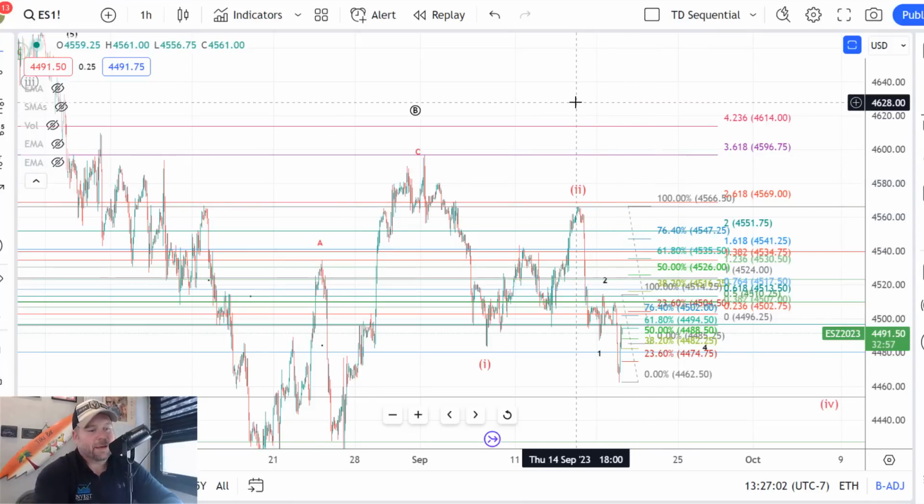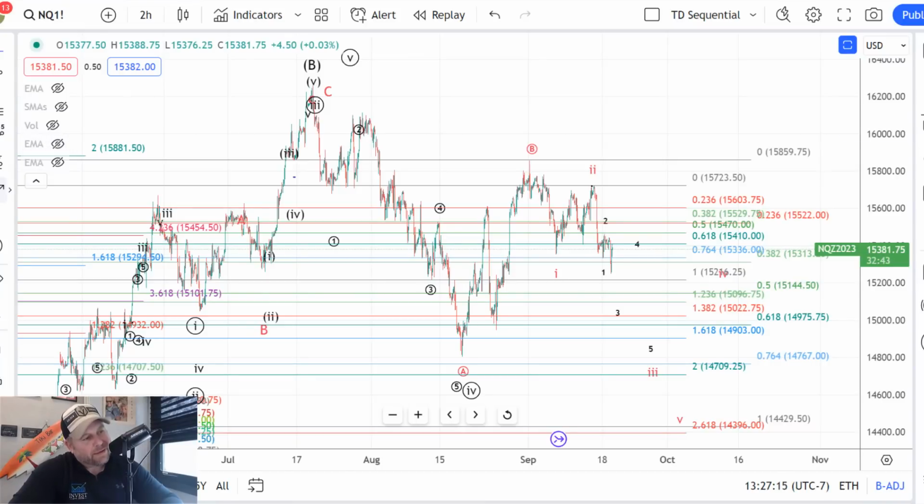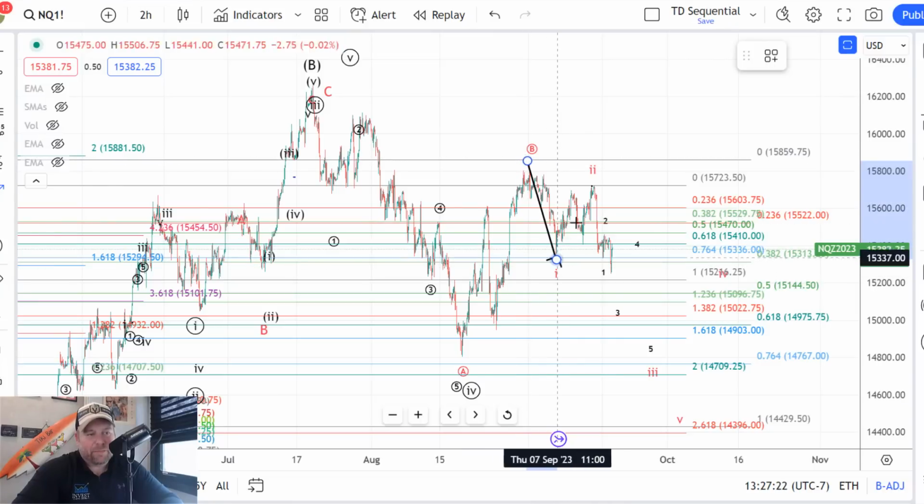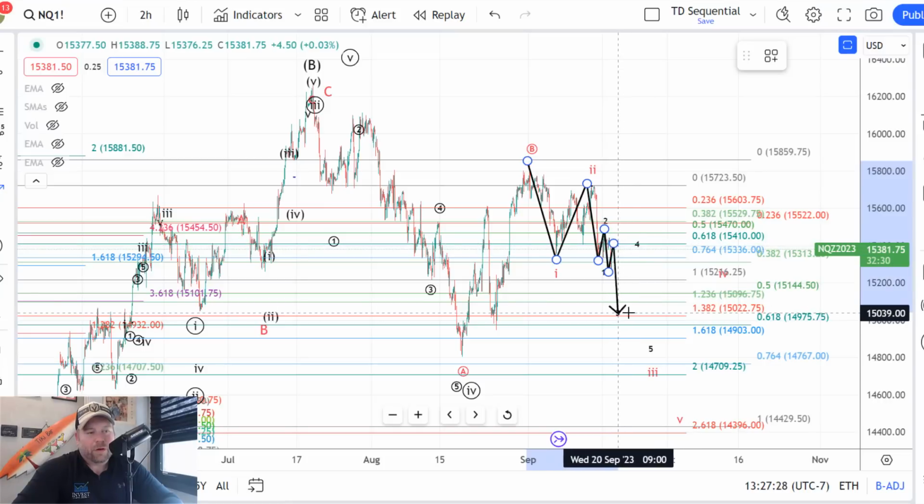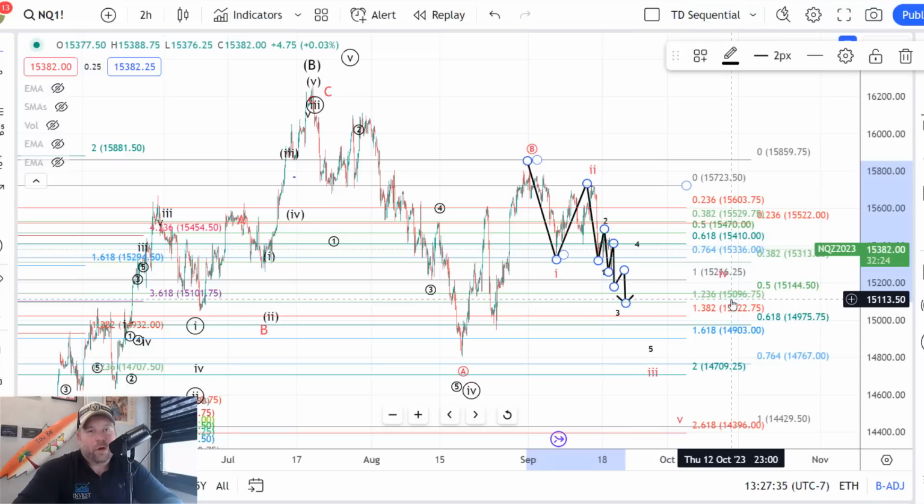Over on the NASDAQ, very similar counts on the NASDAQ as usual. They pretty much trade in step. So our primary count, just like on ES, would be a bigger 1-2, a smaller 1-2, and then an even smaller 1-2 and 1. This would be the 1-2 of this little wave 3 right here, and then you'd look for 3, 4, and 5 down into the 15096 area if they're going to follow through to the downside.